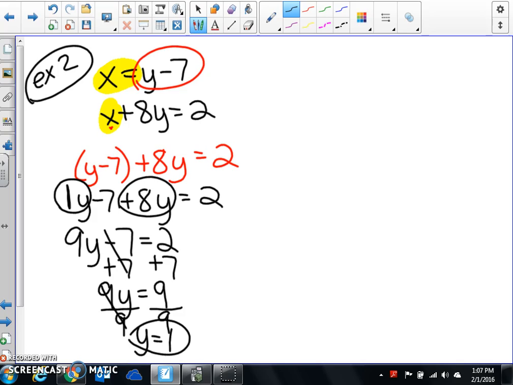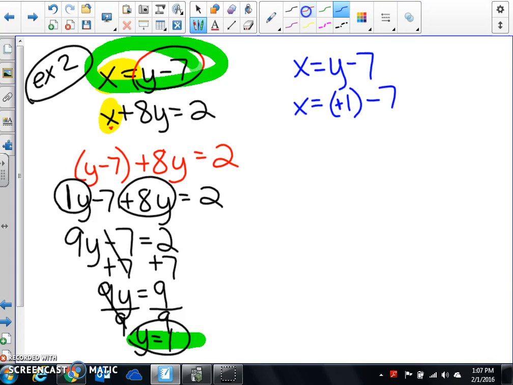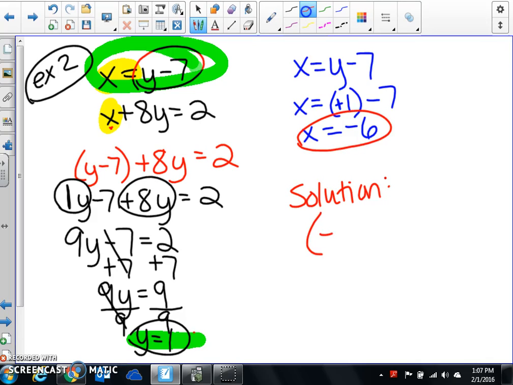Remember, that's not my solution. That's just what y is equal to. So now I take the fact that y equals 1, and I'm going to substitute into this entire equation up here. So I rewrite it. X equals y minus 7, and I plug in that y is negative 1. Oh, nope, sorry, not negative 1, positive 1. So 1 minus 7 is negative 6. So my solution is the ordered pair x, y. So my x is negative 6, my y is 1.